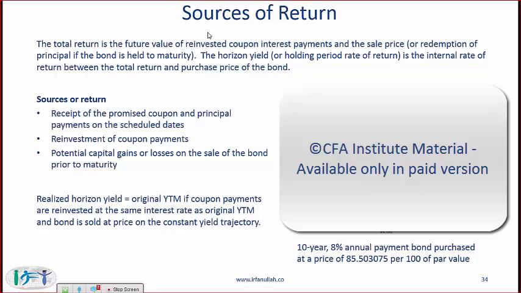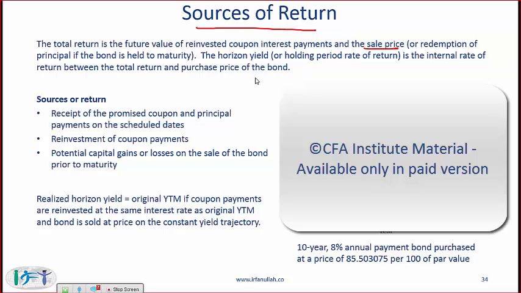First point here is sources of return. The terminology here might be slightly confusing, but the concept is straightforward. I'll use the terminology from the curriculum and then explain what they are talking about. The total return is the future value of reinvested coupon interest payments and the sale price.